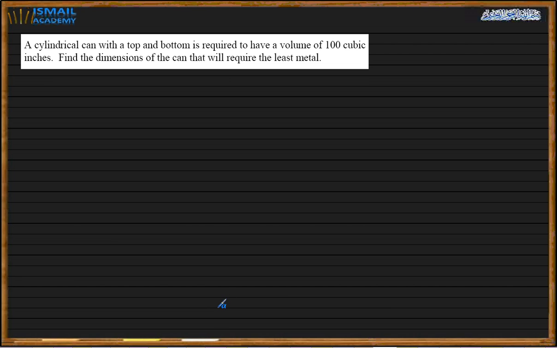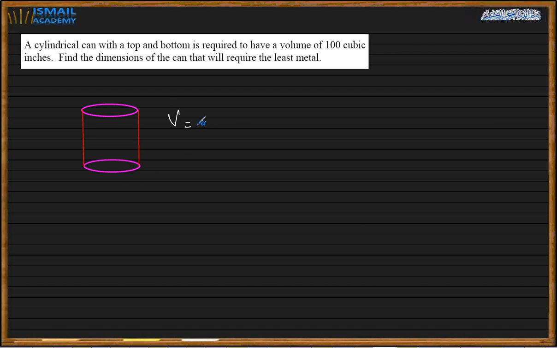A cylindrical can with a top and a bottom, rectangle. So this is a top and we have a bottom. That means if I want to draw my can, it's going to look like this. So this is how the can will look like. So this is just a graph. Okay, so it's with the top. That means the top is covered and the bottom is covered. That means I have a closed can.